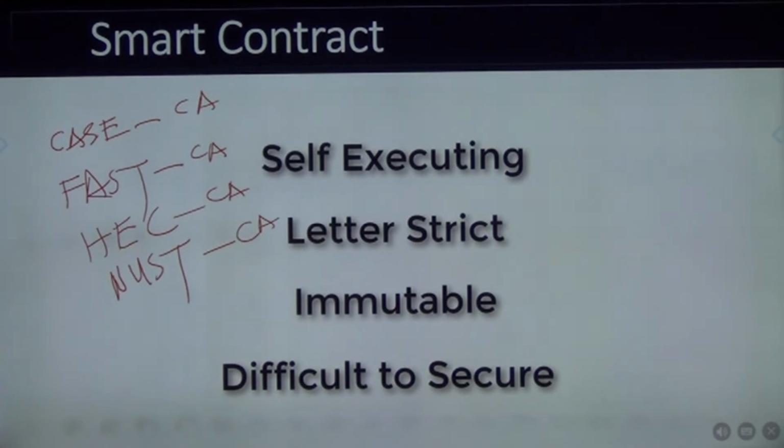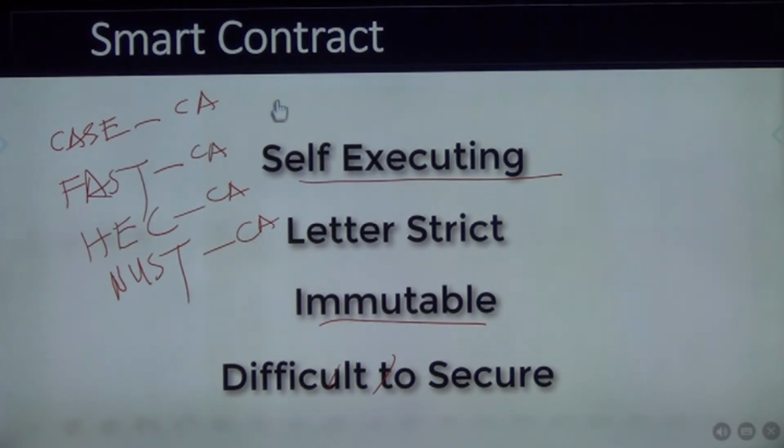So you have a contract. And remember, a smart contract is a self-executing contract. It is immutable, and the transactions that are happening, nobody can go and change them. I think we can easily secure it.